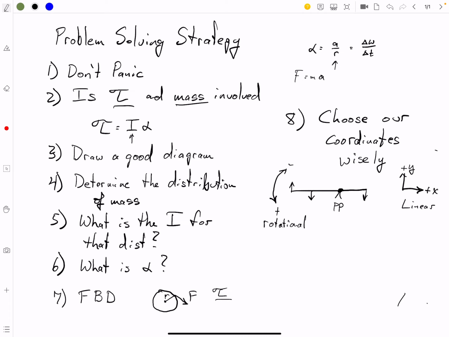Okay? So if you know what alpha is, you can then say, oh, I want my alpha to be in this direction, so I'm going to label, I know it's going that way, so I'm going to label that as positive. Okay, so that's what I mean by choose wisely.